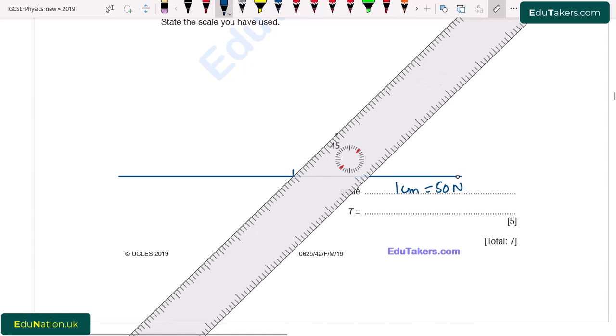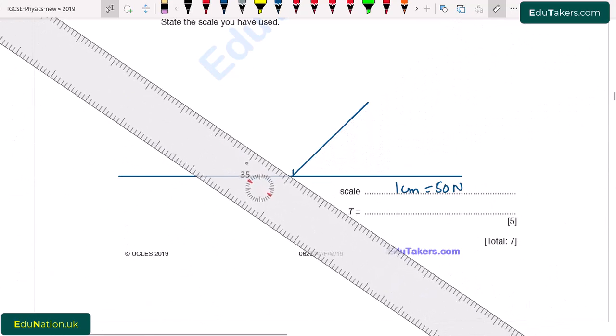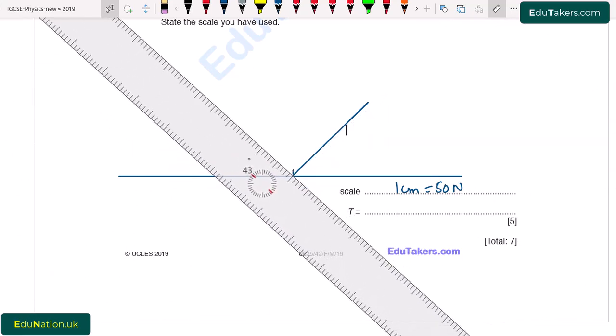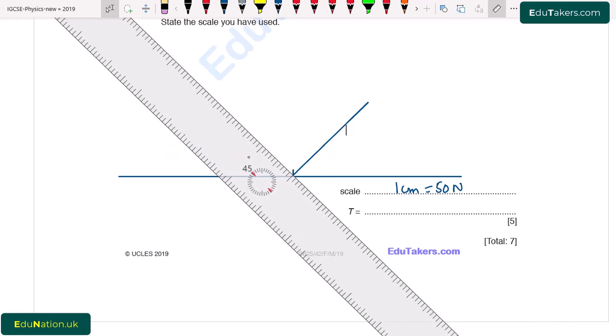So if I consider that this small box is equal to 1 centimeter, and this is 2 centimeter, 4 centimeter, 5 centimeter, I draw a line of 5 centimeter. The second tension is on the other side and it is also at angle 45. So I am also drawing it. So here is 2, 4 and 5.